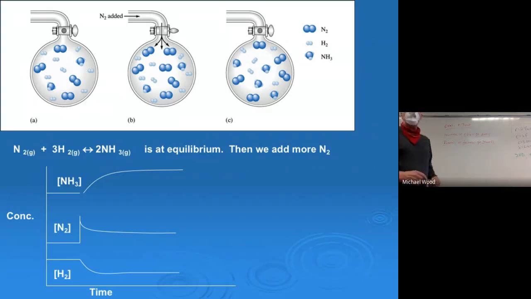So here is a reaction. Let me talk about this. The picture above is the visual of what's going on here. If I write this out, I also want to talk about these graphs.